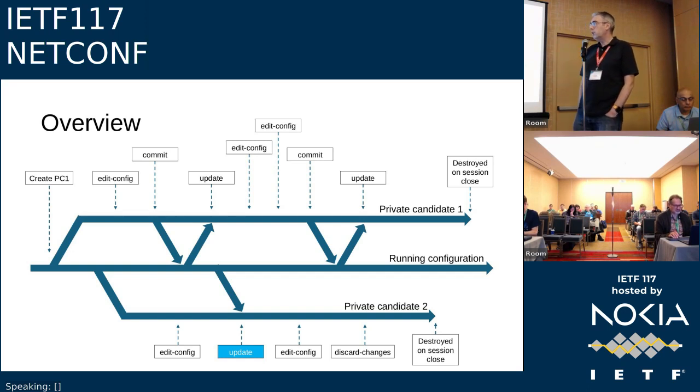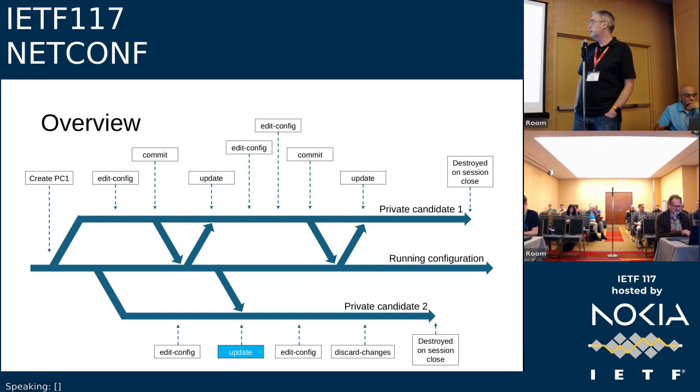We have our running configuration in the middle, and a number of private candidates shown. So in a timeline way, left to right, your first session creates a private candidate, does an edit-config, and then does a commit. It treats it like a source code type approach, basically merges it back into the running configuration, and then performs an automatic update at that point. So commit triggers an update.